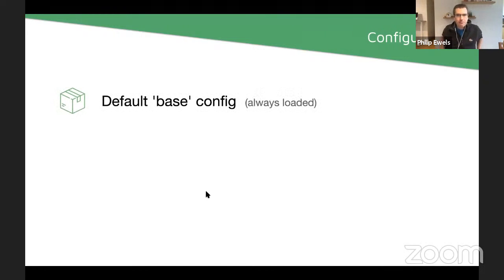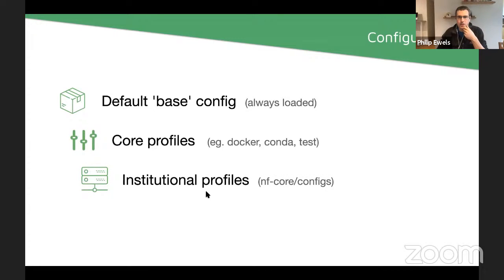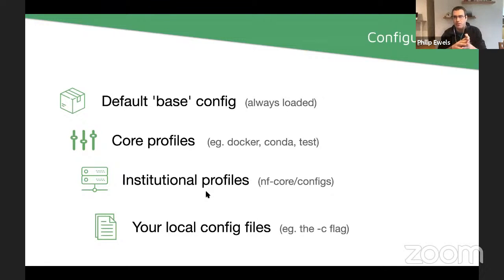Okay, configuration. nf-core pipelines can take configuration at multiple different levels, and this gets a bit complex, but I'm just going to go over each level and explain what it does and how it works. You have the base configs, which is always loaded for every nf-core pipeline. You have core config profiles, which come with every pipeline. You have institutional profiles, which I'll describe in a second. And then you have whatever custom config file that you give Nextflow locally.